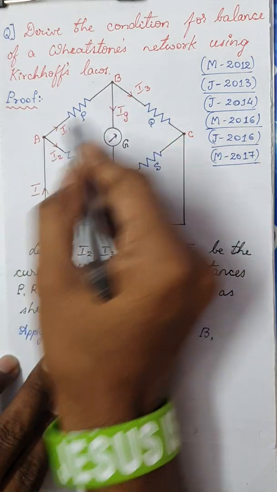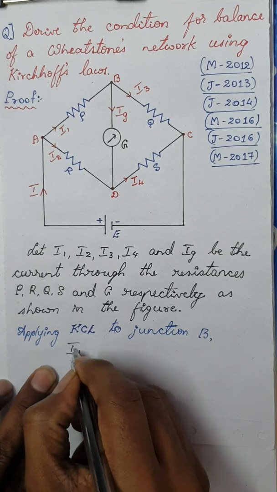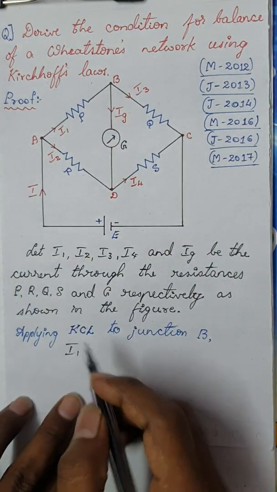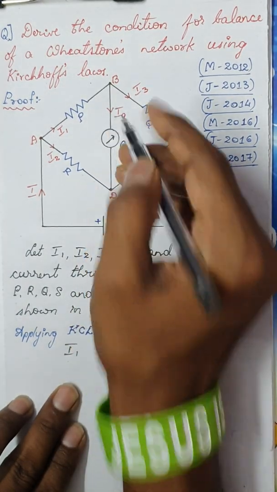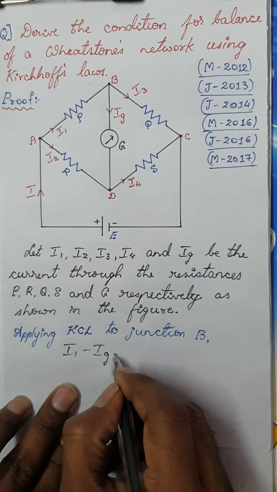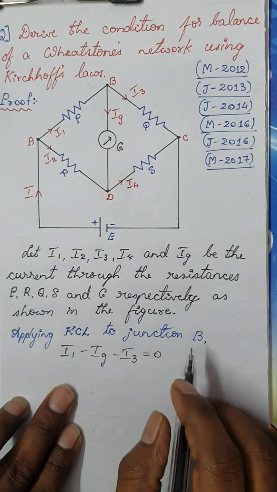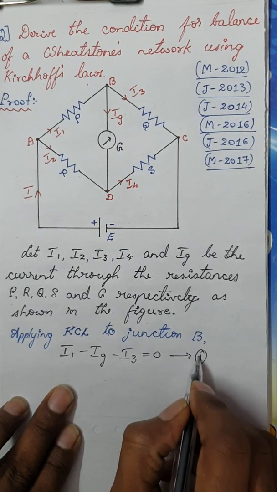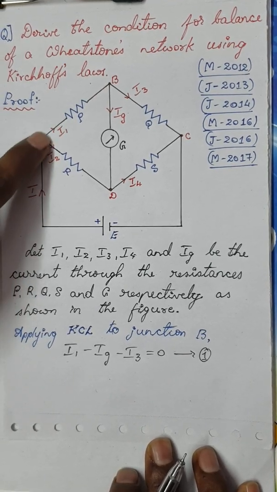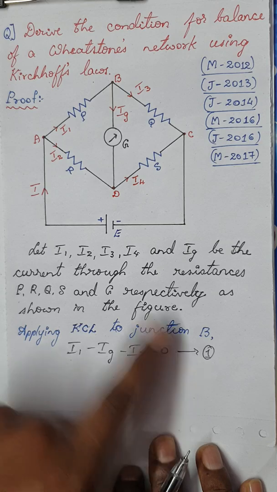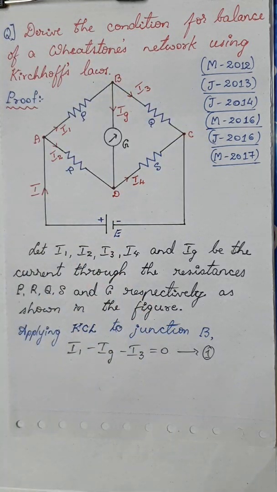Now the current flowing into B is actually I1. Whatever current flows in will be positive, and whatever goes out is negative. So it is I1. IG is going outside, so I1 minus IG. I3 is also going outside, minus I3. This is equal to 0. Let me take it as equation 1. I applied KCL to junction B, and we know the sum of currents entering and exiting is 0. So I1 minus IG minus I3 is equal to 0.